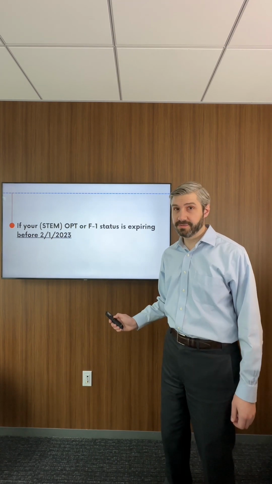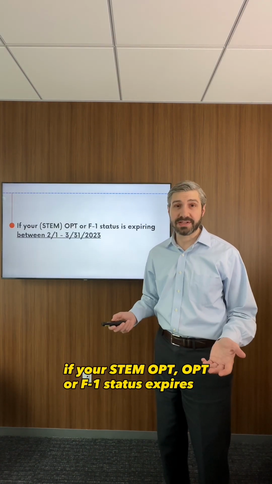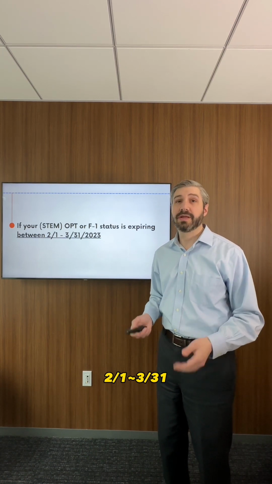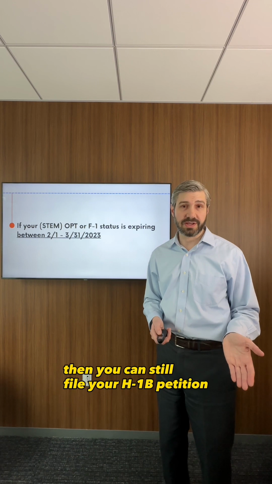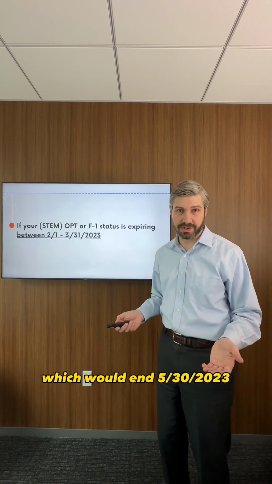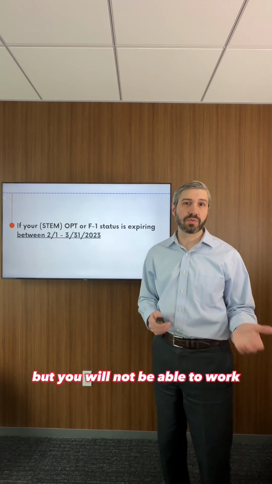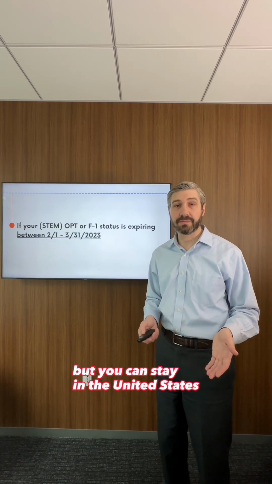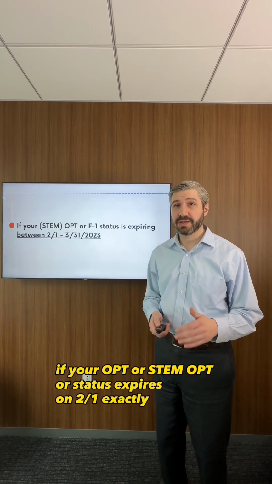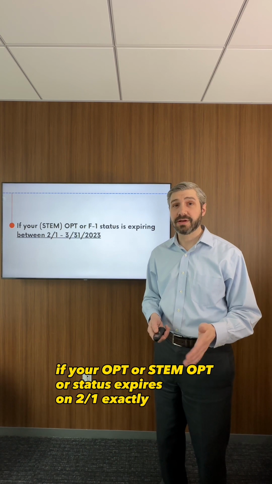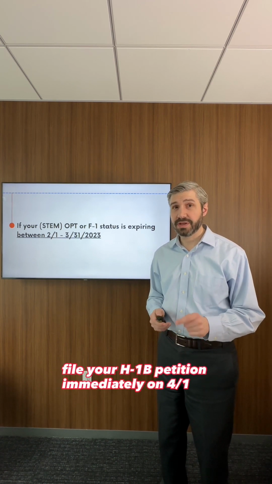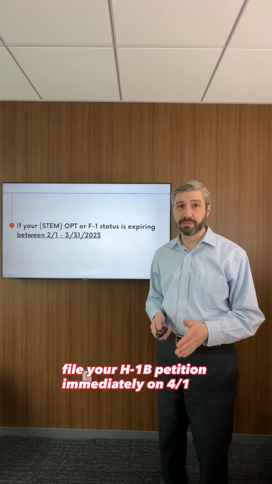In the second scenario, if your STEM OPT or F1 status expires between February 1st and the end of March, then you can still file your H-1B petition within the 60-day grace period, which would end May 30th, 2023. But you will not be able to work because your work authorization has expired, but you can stay in the United States. It should be noted here that if your OPT, STEM OPT, or status expires on February 1st exactly, you will need to be ready to file your H-1B petition immediately on April 1st.